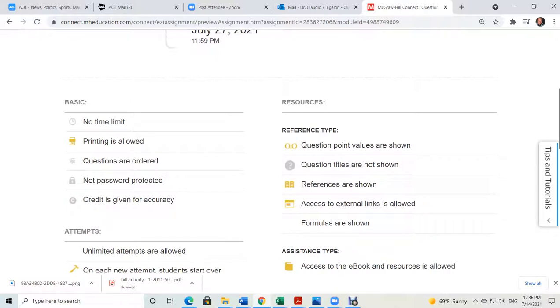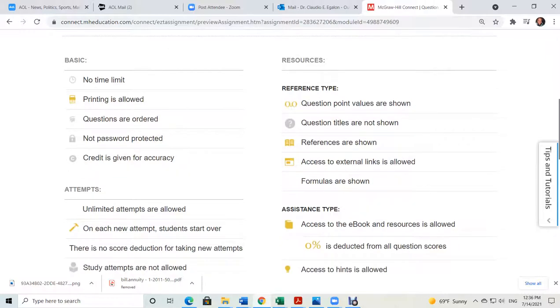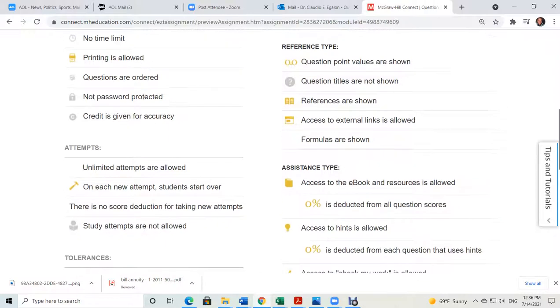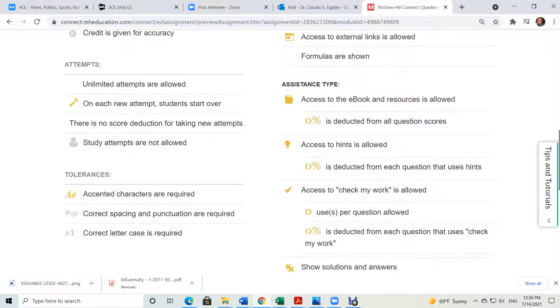Let's see, reference type, question points are shown. Question titles are not shown, references are shown. Access to external link is allowed. Formulas are shown. Access to ebook and resources is allowed. 0% data from all question scores. Okay, access to hints is allowed. I give you access to hints and I'm not detecting anything for you to access hints. Access to check my work is allowed.